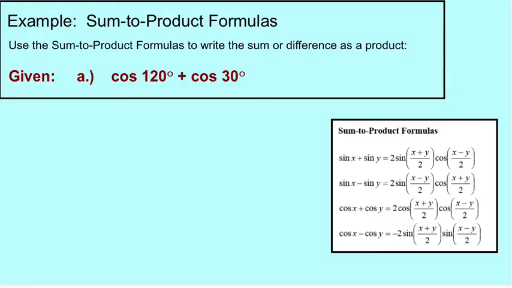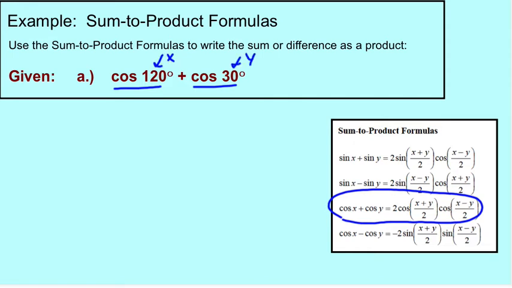Here's our first example. We give you the cosine of 120 degrees plus the cosine of 30 degrees, and we want to use the sum to product formula. So we have to choose the appropriate formula. We have the cosine of an angle plus the cosine of an angle, so if we head down to our formulas, it is the third one down. This represents our x in the formula. This represents our y in the formula.